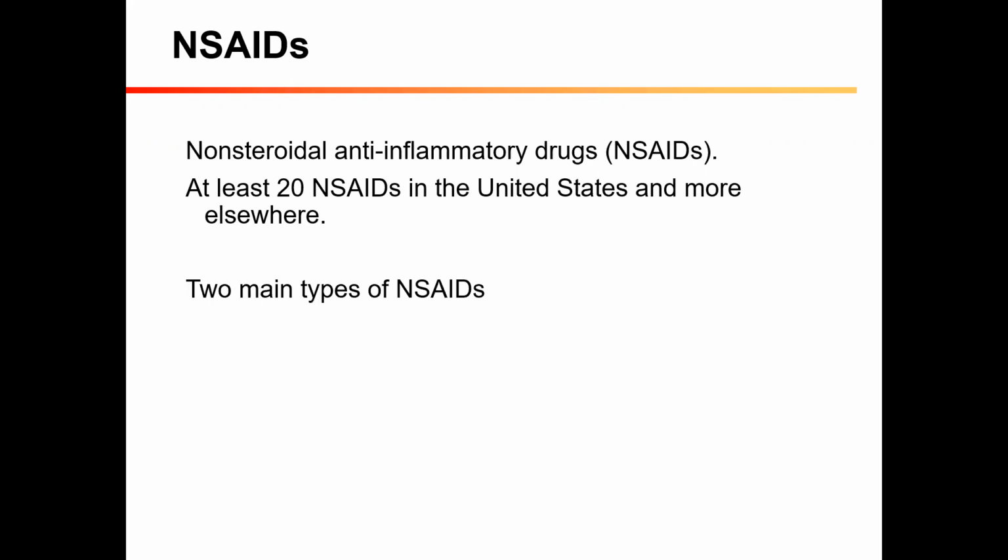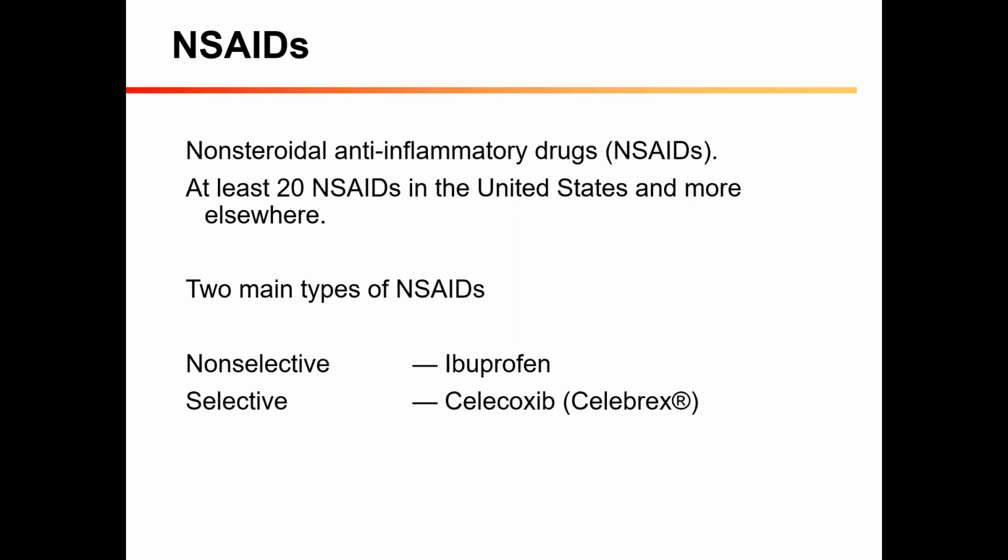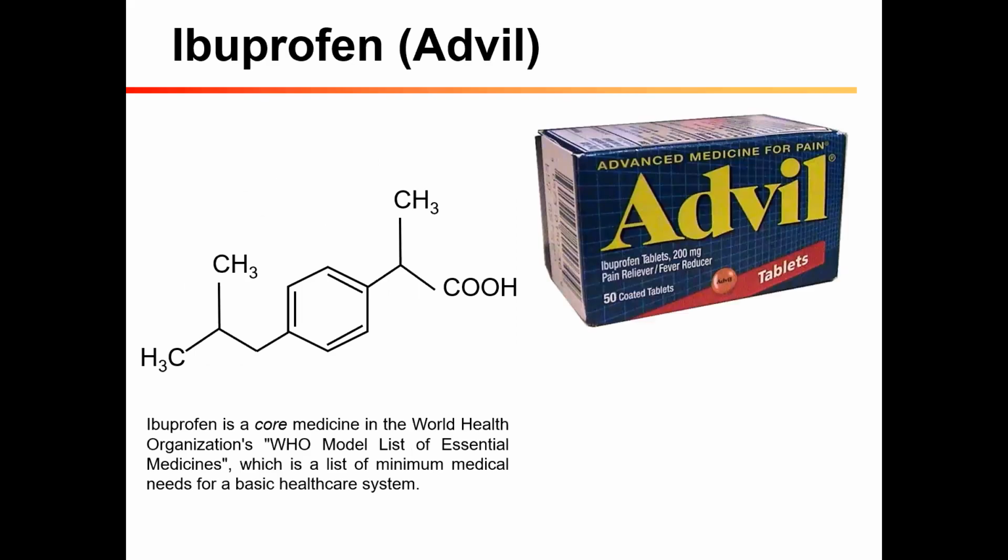So there are two main types of NSAIDs. These are non-selective, like ibuprofen and naproxen, and then there are selective, like celecoxib. Now, what does ibuprofen look like? You can see it there on the left. Ibuprofen, we commonly buy it in America as Advil, but it's known by over 200 different names around the world. The most common concentration over the counter is 200 milligrams, but you can get tablets up to 800 milligrams by prescription. And ibuprofen is considered a core medicine by the World Health Organization.